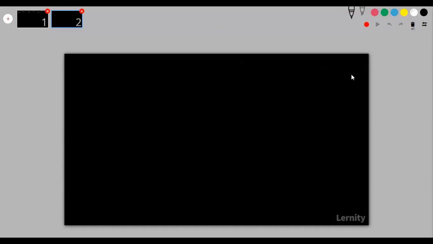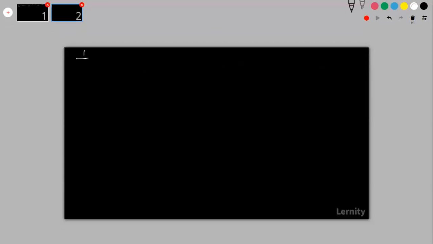Are you able to see the screen? I have shared the screen. Are you able to see the screen? Okay, fine.